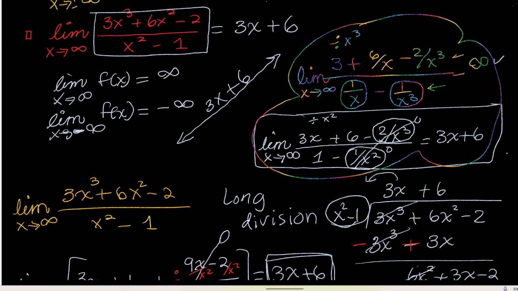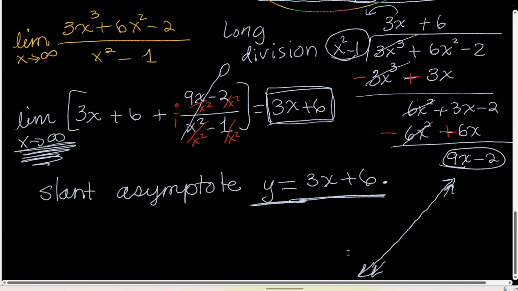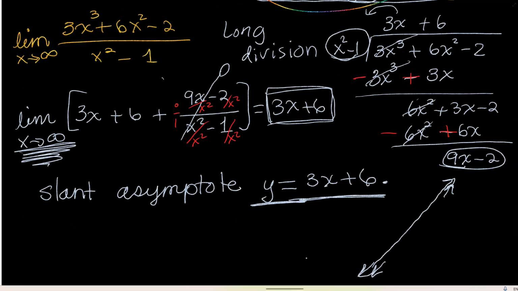I think most textbooks will tell you to do long division because that is a little bit clearer to say that this fraction right here is going to go to 0. But it's up to you how your brain works, okay? And that is what a slant asymptote is.